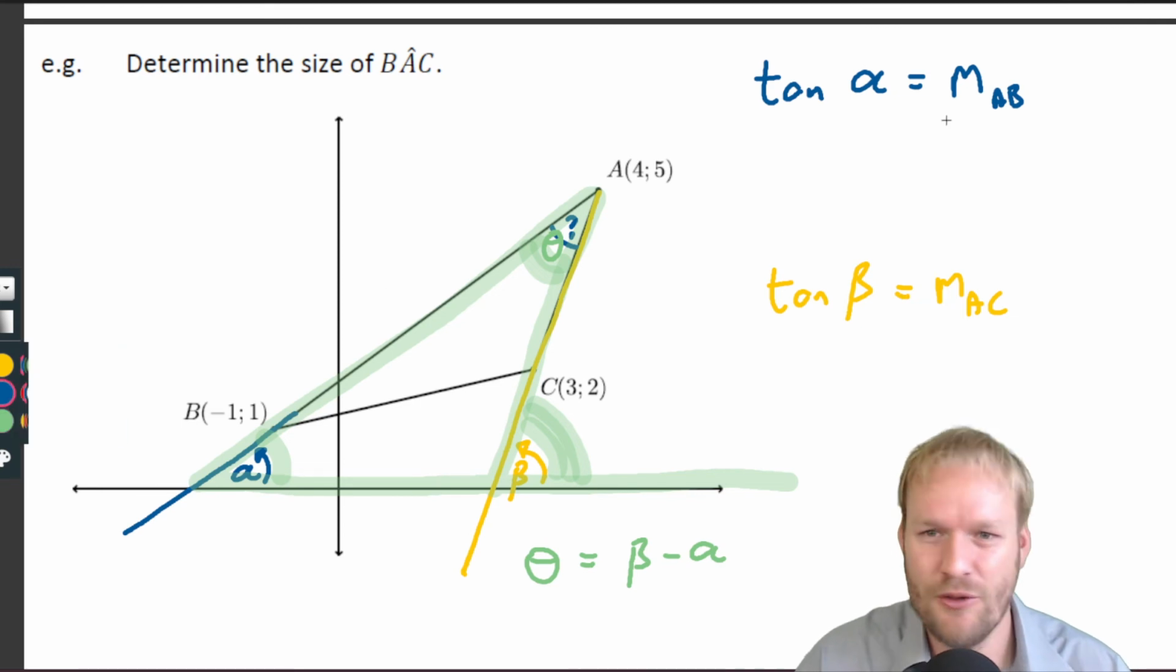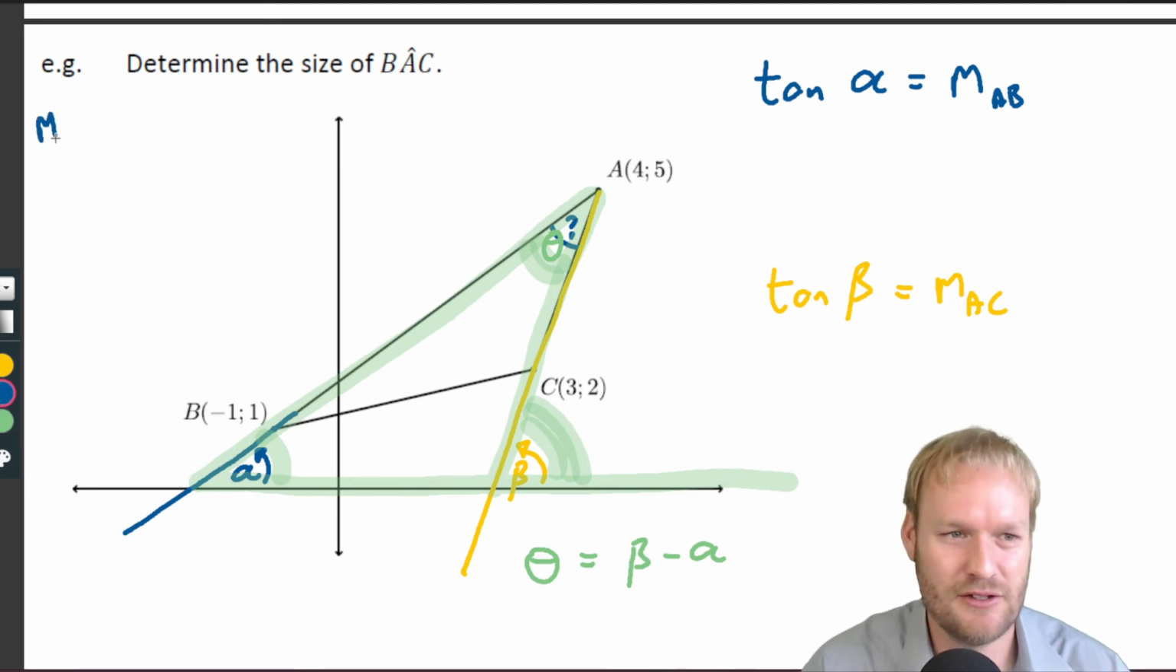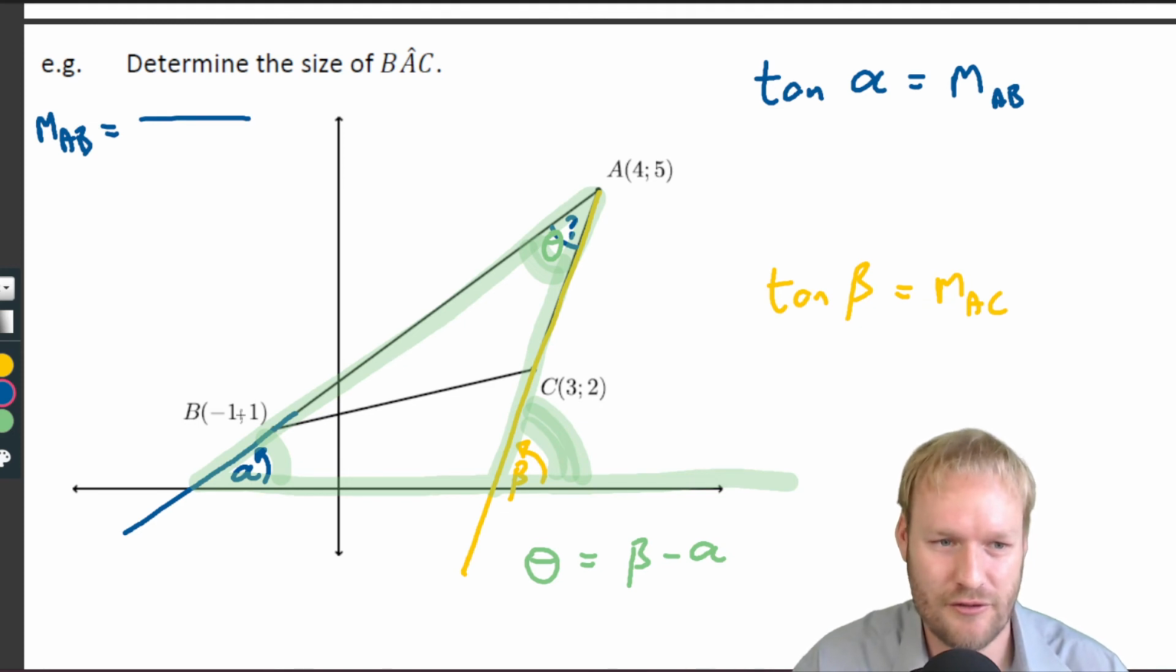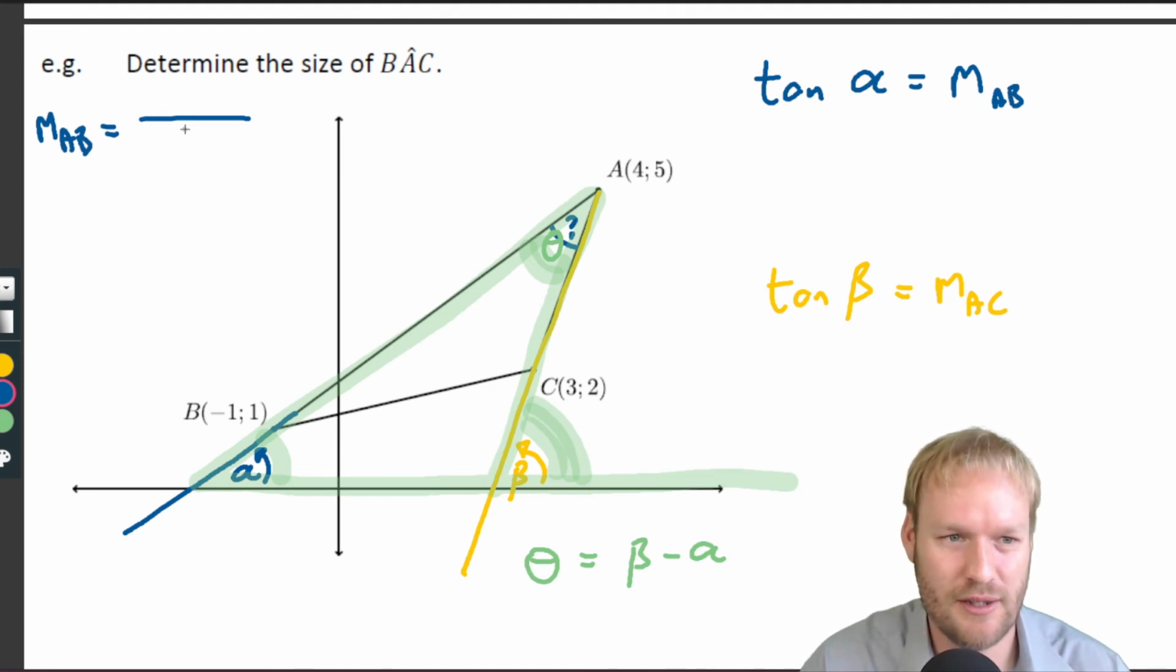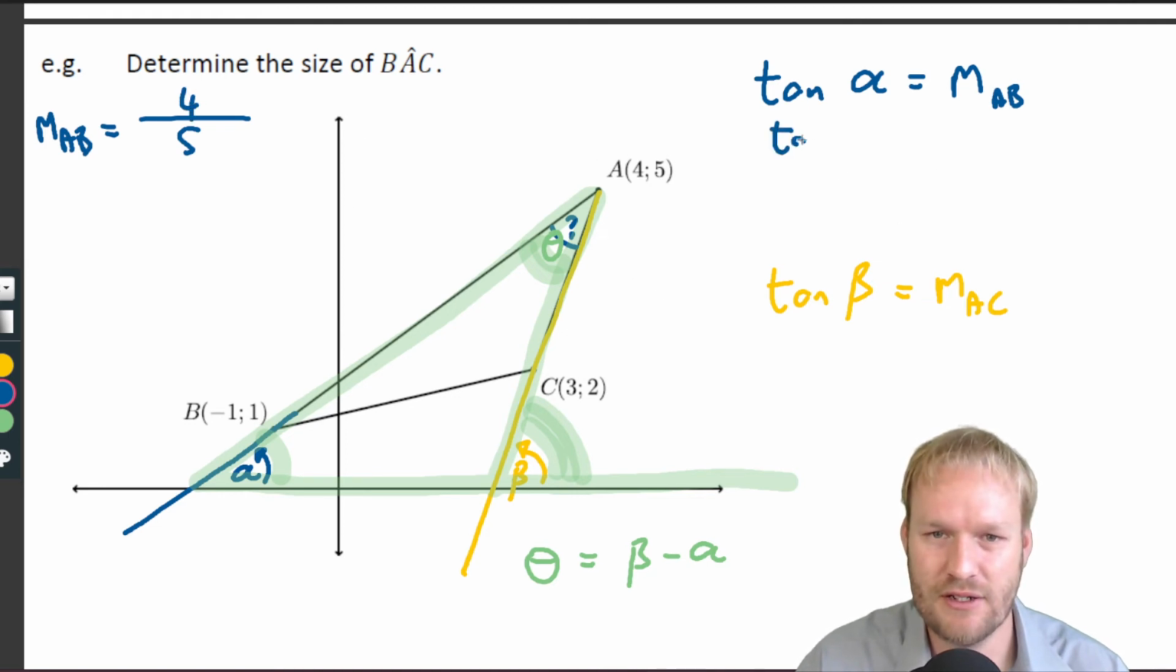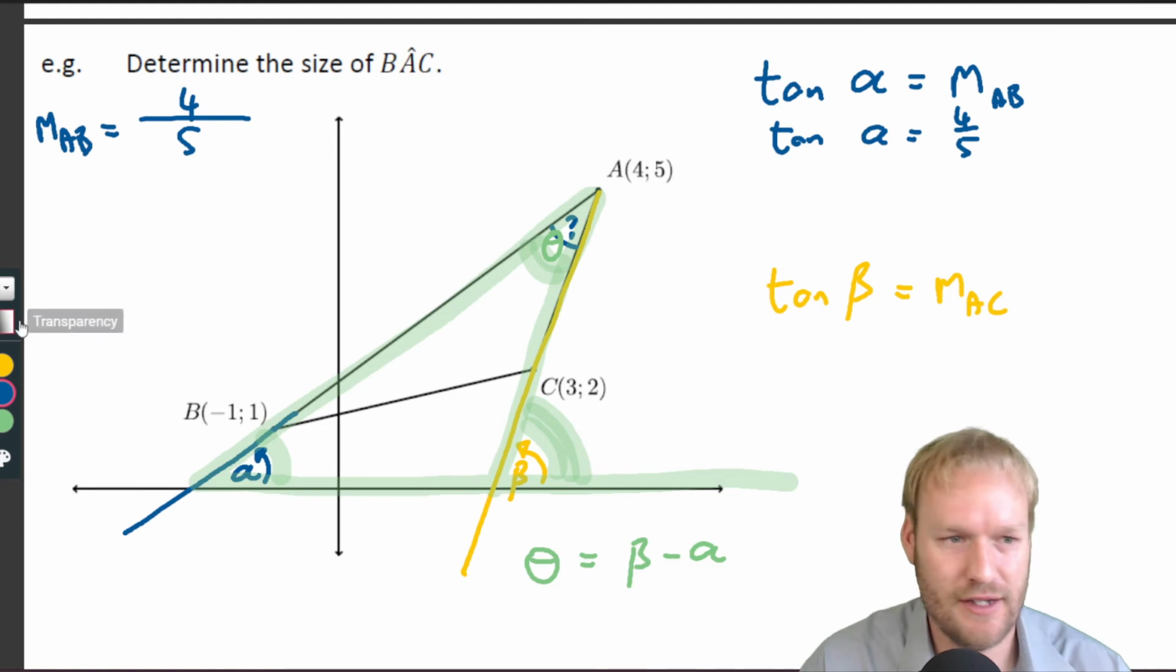Okay, so we need our gradient AB. So gradient AB is rise over run. Well, from -1 to 4, I think I'm running by 5. From 1 to 5, I think I'm going up by 4. Which means that tan alpha is 4 over 5. 4 over 5.